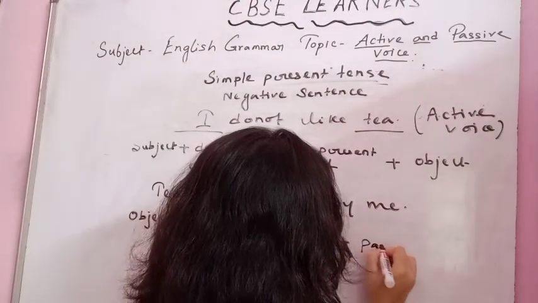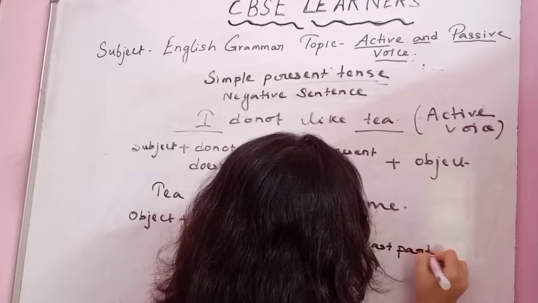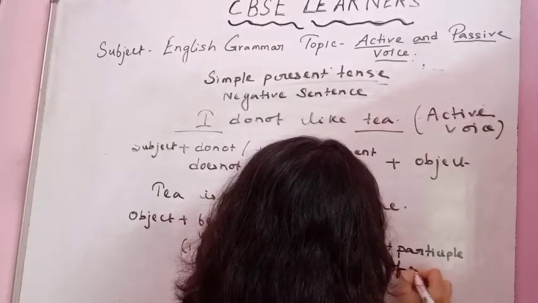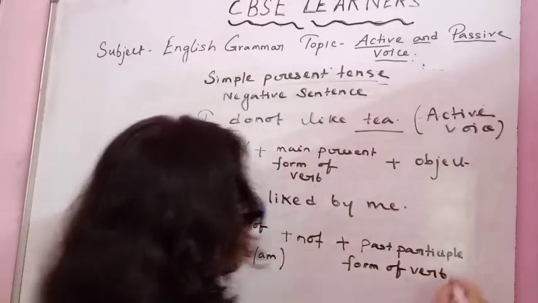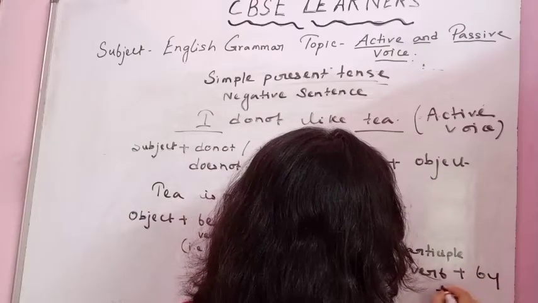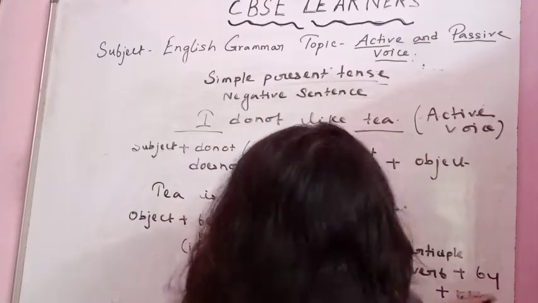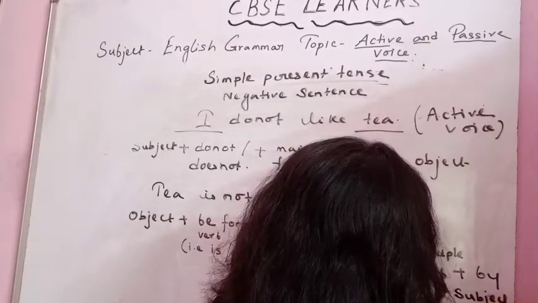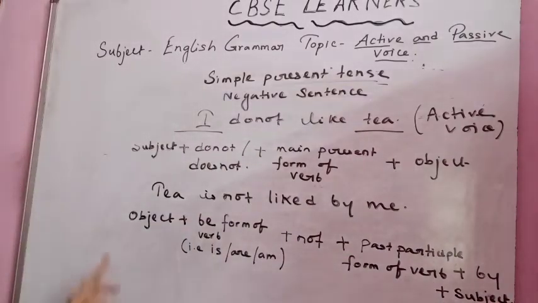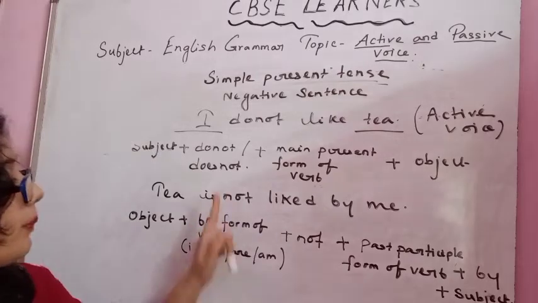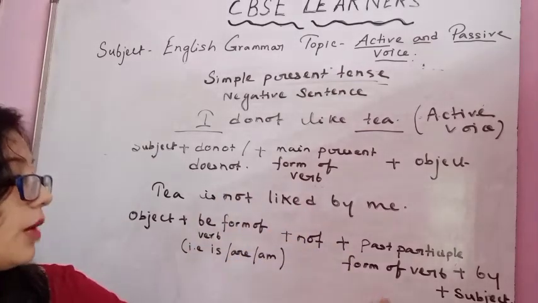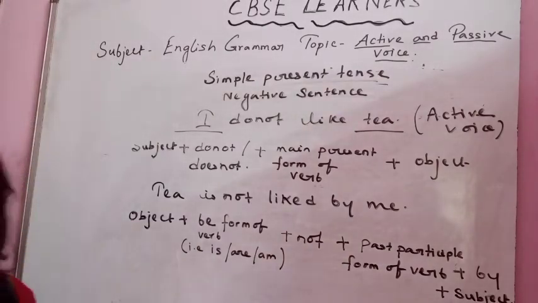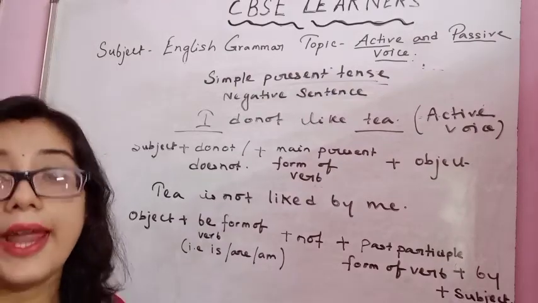Plus the past participle form of the verb, plus by, plus me or the subject. So: object plus be form of verb plus not plus past participle form of verb plus by plus subject. I hope the negative sentence is also clear to you. Next we will move forward to the interrogative sentence.